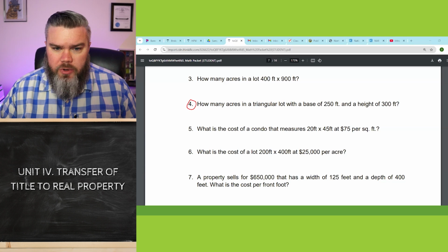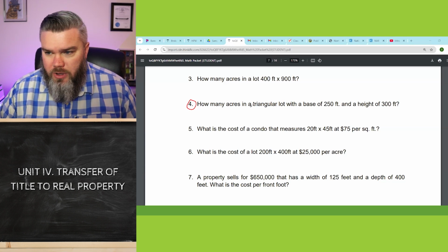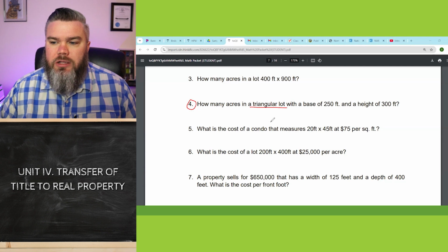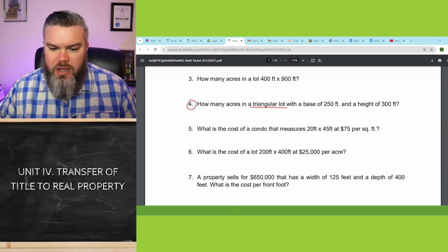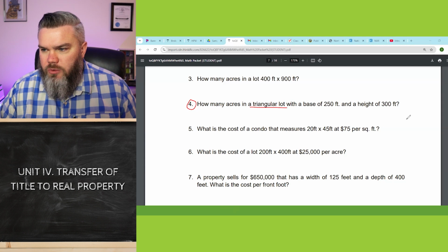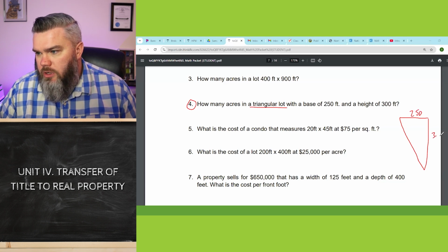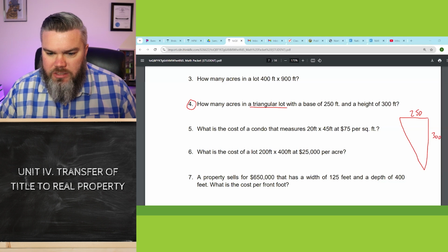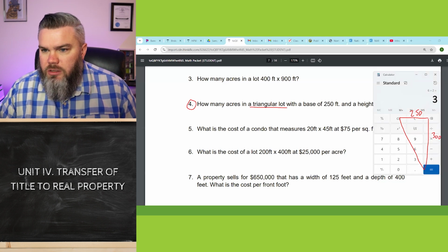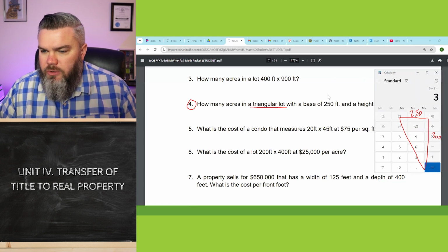So, real quick for this one, got to pay attention just like with any other question. You've got to realize that it is a triangular lot. So how many acres in a triangular lot with a base of 250 and a height of 300? And if you need a visual, just draw it out. Base of 250, height of 300, and it is 1/2 base times height. Or in other words, base times height divided by 2.